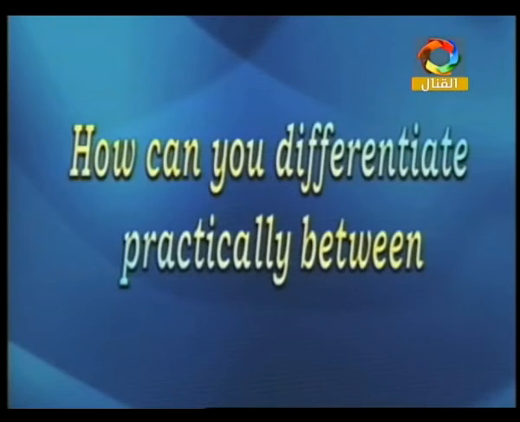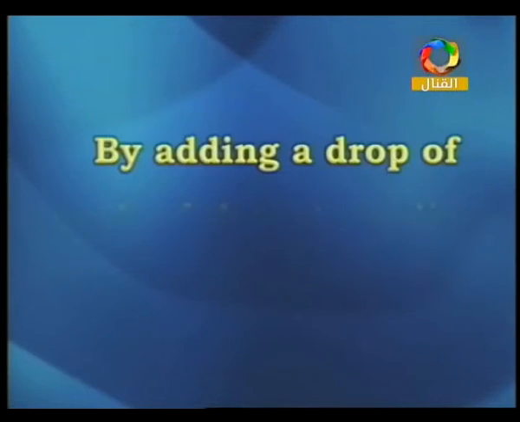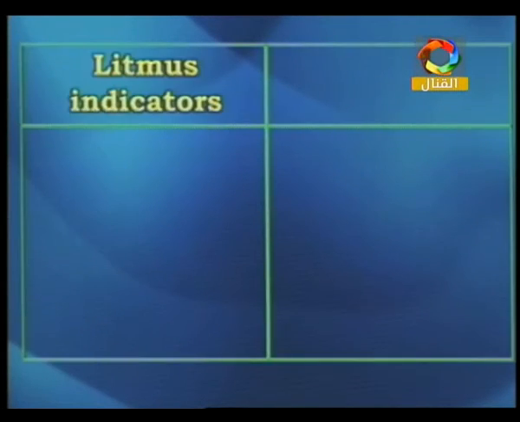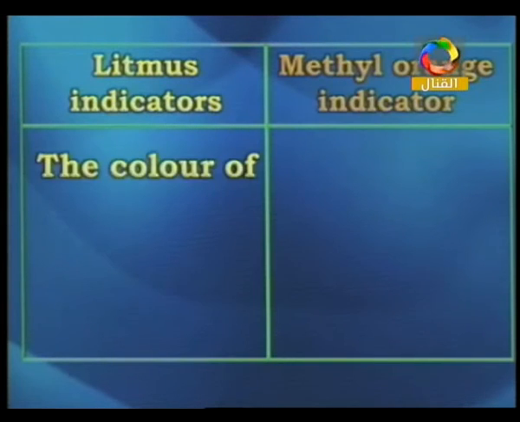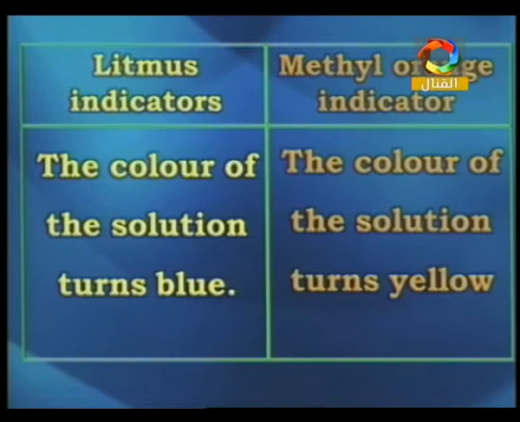Next type of questions: how can you differentiate directly between litmus and methyl orange indicator? By adding a drop of each of them to sodium hydroxide solution. As shown on the screen, the litmus color changes into blue, while in methyl orange the color of the solution turns yellow.